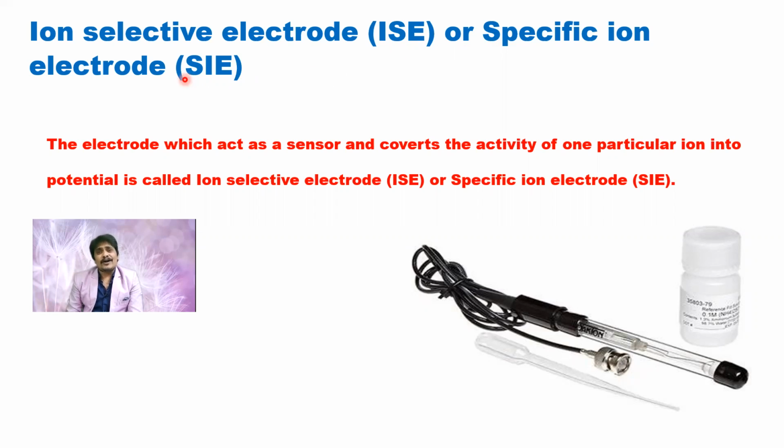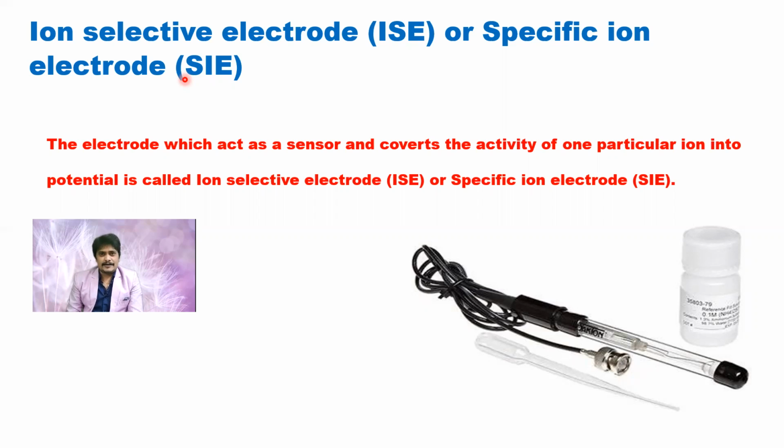So why is it also called the specific ion electrode? It is called the specific ion electrode because this particular electrode is specific only to particular ions in the solution, which are along with other ions which are a part of the solution. That is, this specific ion electrode acts as a sensor, senses only one particular type of ion towards itself, and converts their activity into potential.